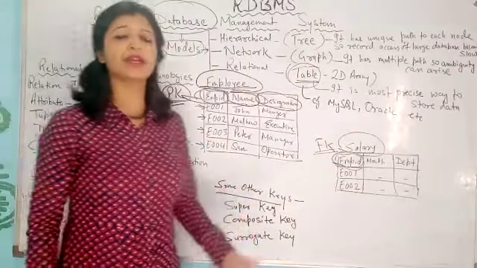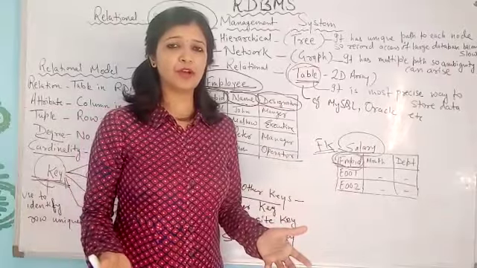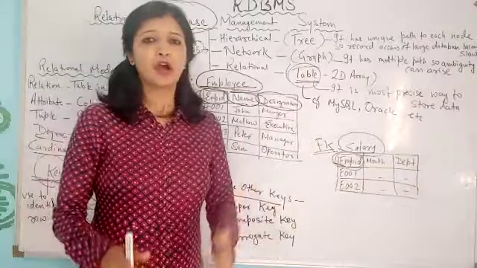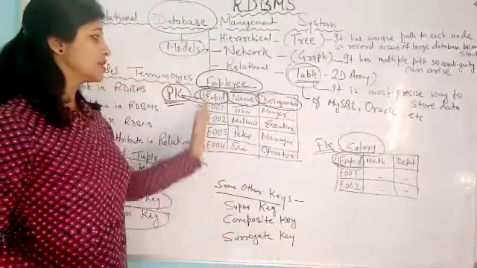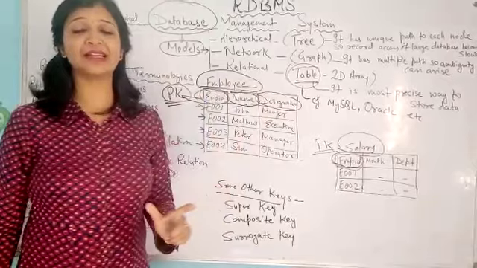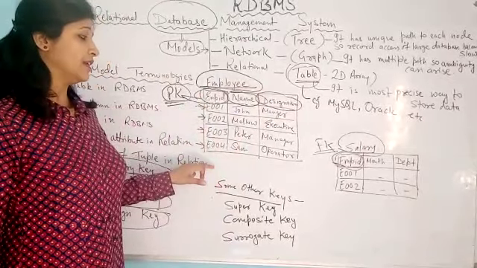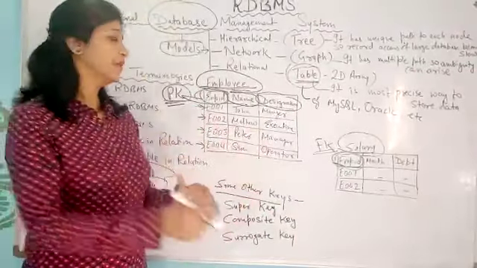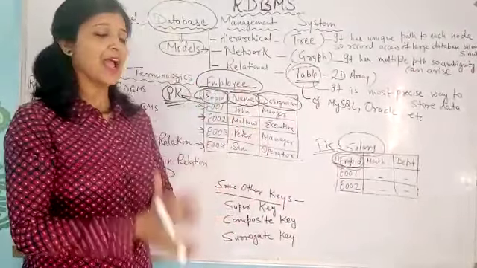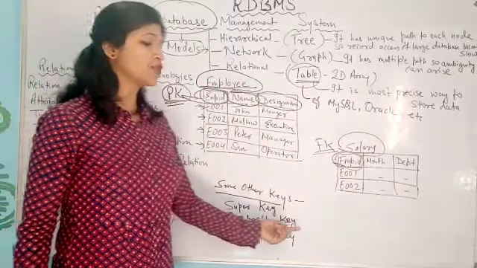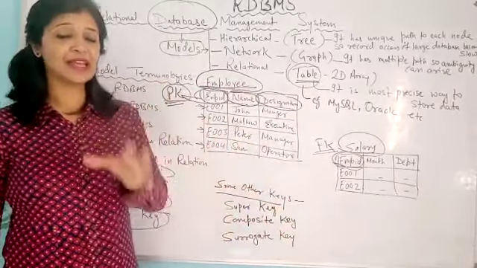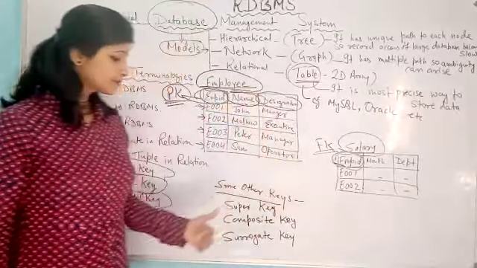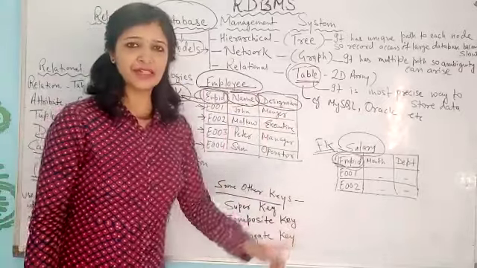First is the super key. Super key is the general terminology; all the keys come under the super key. Next is the composite key. A composite key is used when a table has no single attribute which can identify each tuple uniquely. So we make a primary key using multiple attributes. At that time, that key is known as a composite key because the key is formed by the composition of multiple attributes.